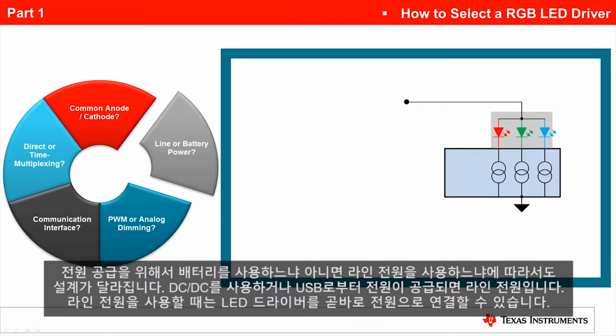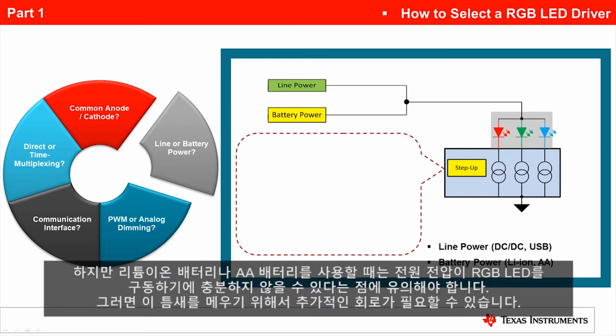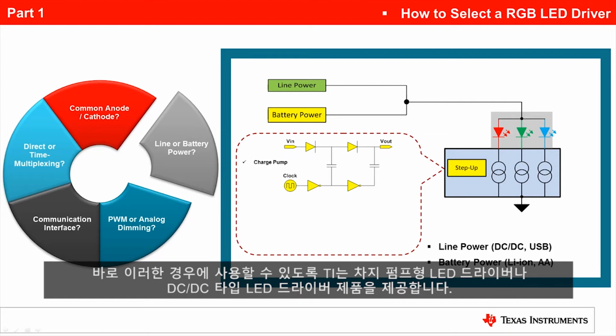It also makes a difference if your power supply is a battery or line power. Usually we call it line power if it is DC-DC or directly powered from a USB. For the line power, the LED driver can be connected with the power supply directly. However, if it is a lithium-ion battery or AA battery, you should be aware that the supply voltage is not sufficient to power the RGB LEDs. Instead, you need a step-up circuitry inside the driver to fill the task. Fortunately, TI has charge pump LED drivers or DC-DC type LED drivers to help in this use case.